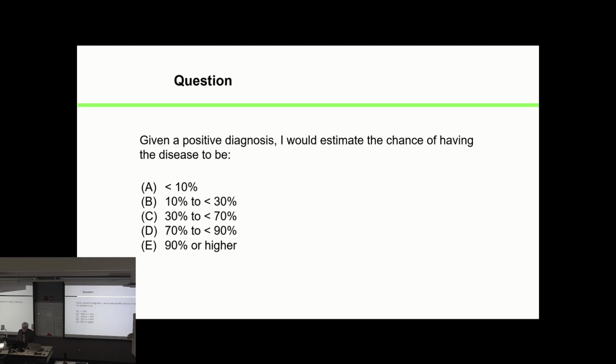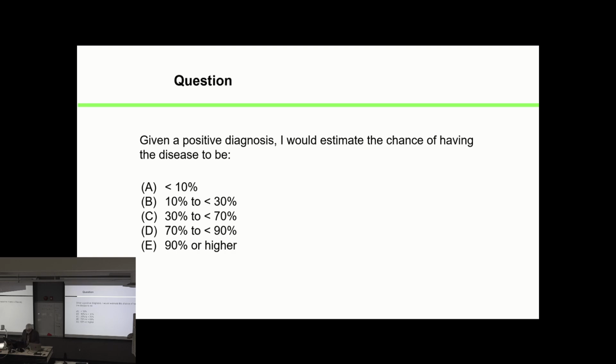Some may have seen this problem before. A very common first estimate is that you think, I've tested positive, I'm in big trouble. There's a high chance I actually have the disease, a reasonable reaction. The actual answer to the question is under 10%, and in fact the answer is under 5%. So we need to make some sense of why it works this way.